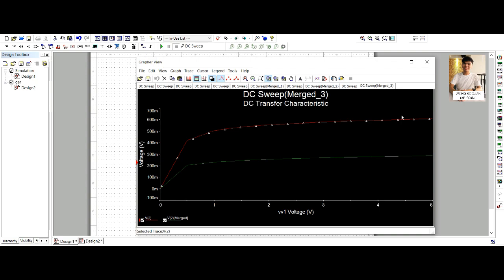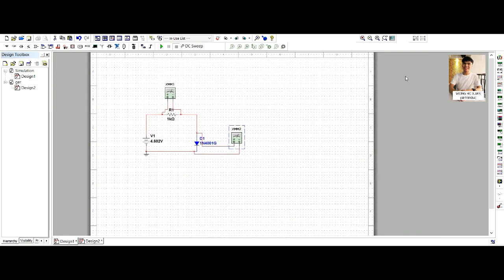For the silicon diode, it's almost around 700 millivolts. So it's similar with the theory. Since in theory, the threshold voltage for a silicon diode is approximately 0.7 volt, and for the germanium diode, it's approximately 0.3 volts. And here, we could see that the result obtained when the curve is stable is approximately 0.3 volt. So that's all from me.